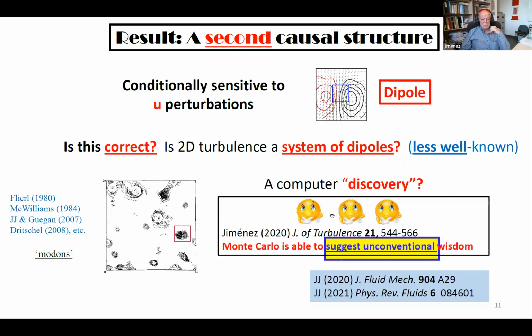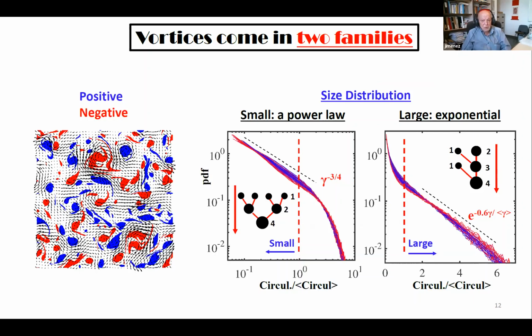Well, you look at the flow, look at where the dipoles are, how many there are and how big they are, and so on. And of course, the dipoles are made out of vortices, okay? And there are many vortices in turbulence, and then you start playing with that. It turns out that there is not only a single class of vortices in turbulence, there are two classes. There are smaller vortices and there are larger vortices, okay?